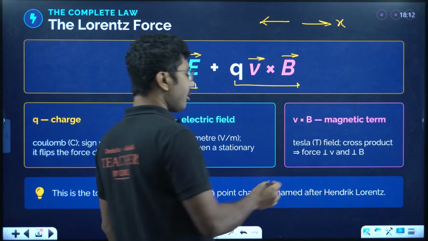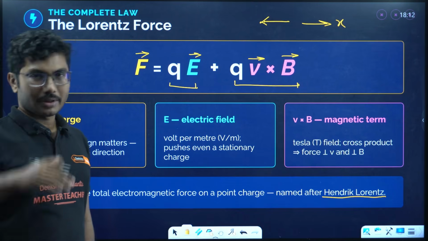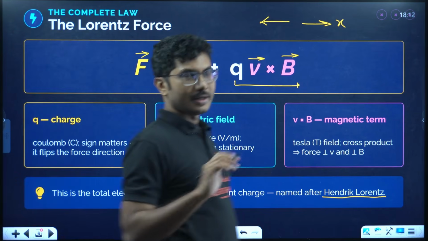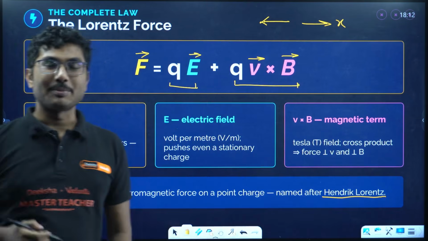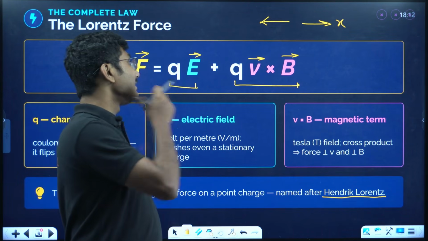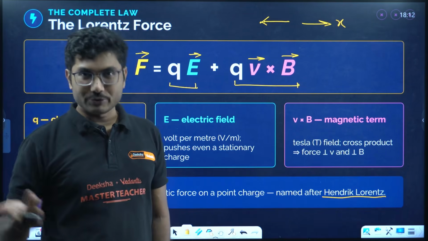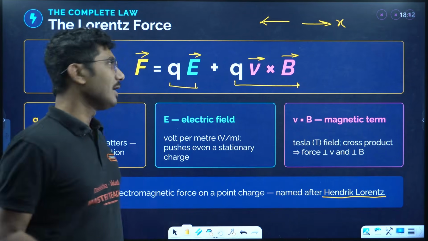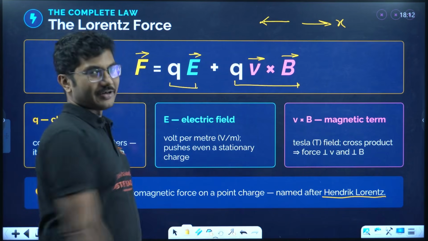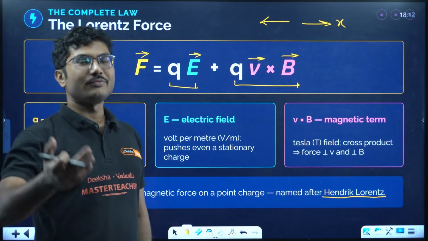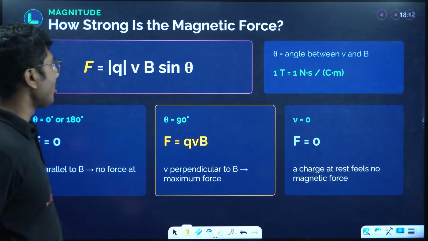Henrik Lorentz is the person who wrote a paper, like scientists and physicists write papers on theory, not exam papers. He studied what happens when a charged particle moves in electric and magnetic fields. He showed that you can simply add them using vector addition, and the net force can be calculated this way. That was the topic of his paper, and based on that it is called the Lorentz force.